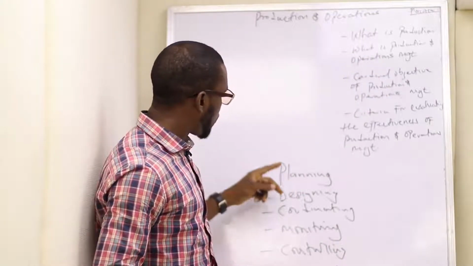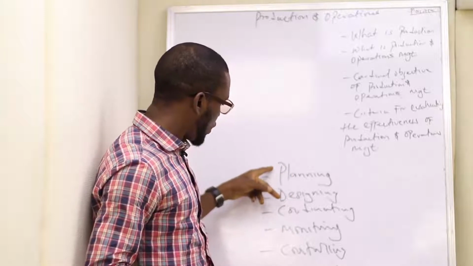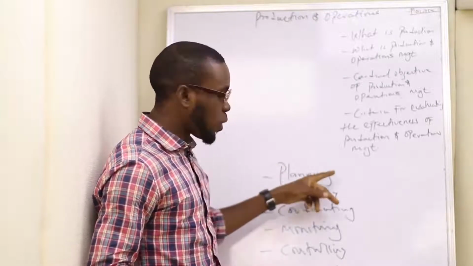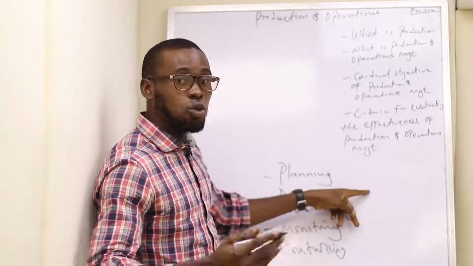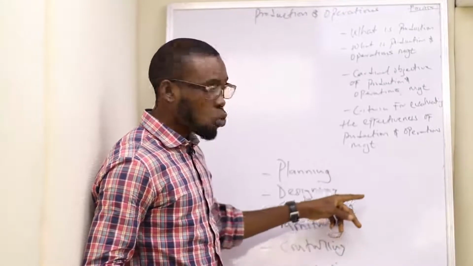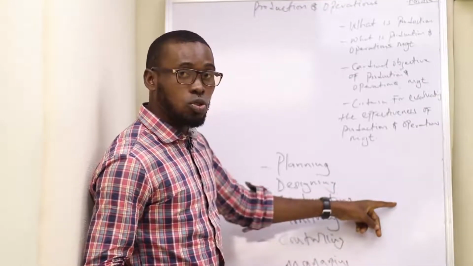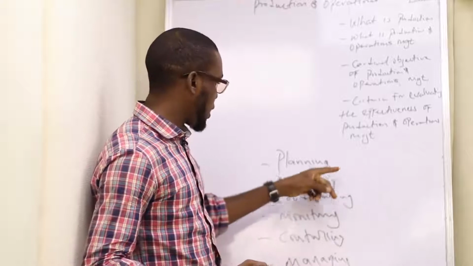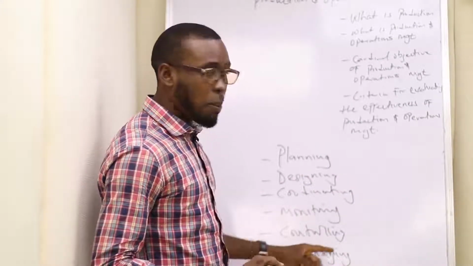So every producer or every production department must flow through these keywords. They must be able to plan. They must be able to design the outputs that they intend to produce. They must be able to coordinate their necessary inputs. They must be able to monitor these inputs to make sure they conform to what they designed. They should be able to control and also manage.